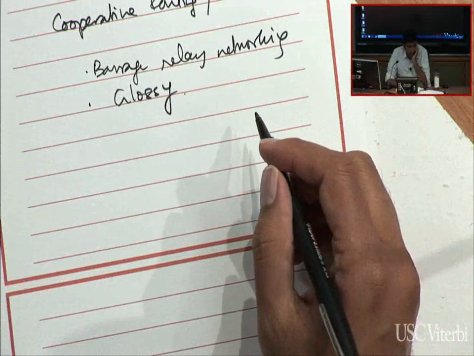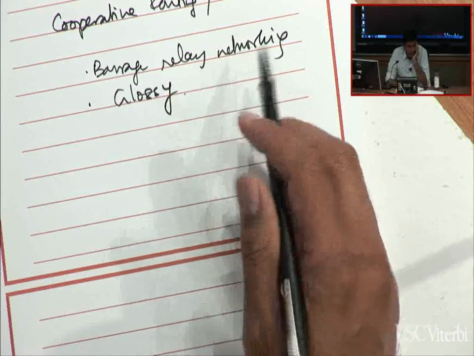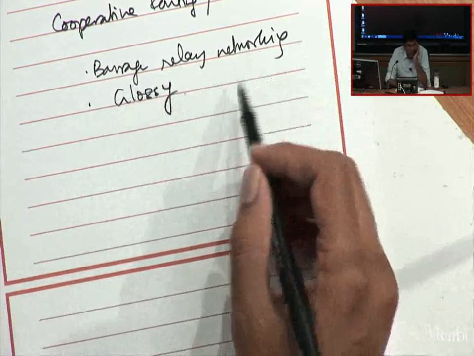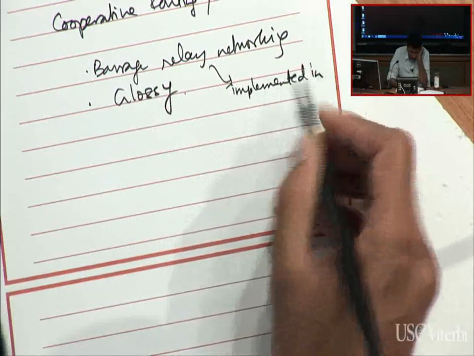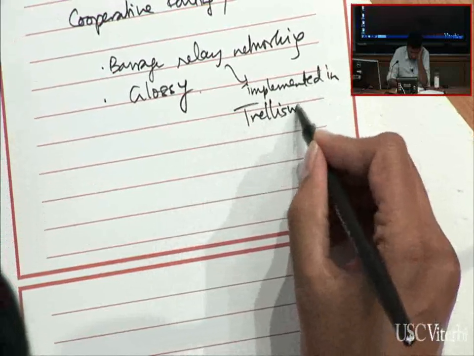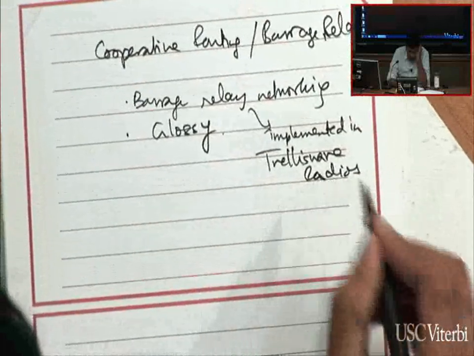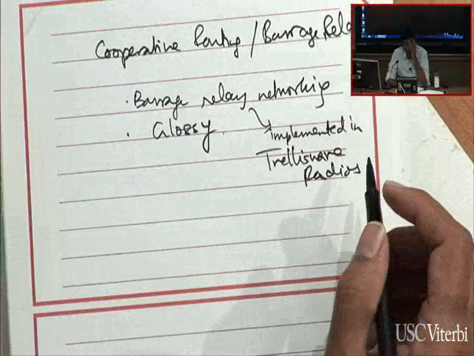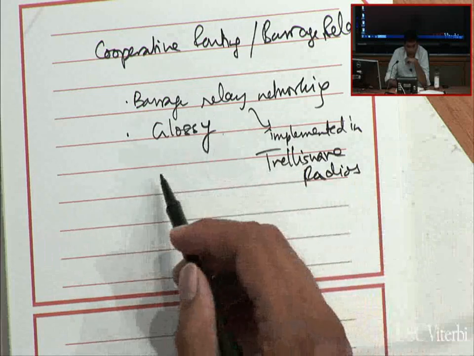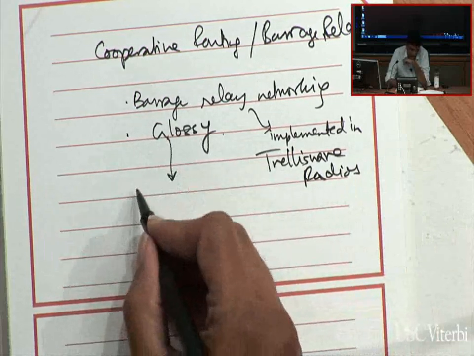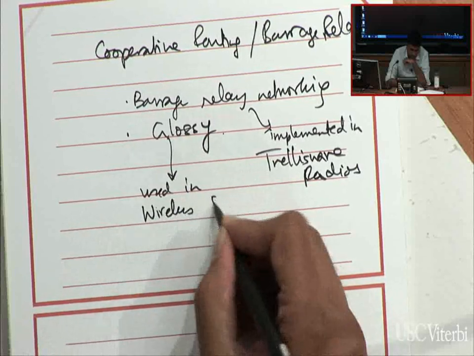And these papers have a very simple idea at the core of it. There's some additional details. For example, this is implemented in the products of a company called Trellisware, which I mentioned, I think, in our discussion about multi-hop networks. These have been deployed in the field in even mobile ad hoc networks, and Glossy is something that's been sort of used in wireless sensor networks.